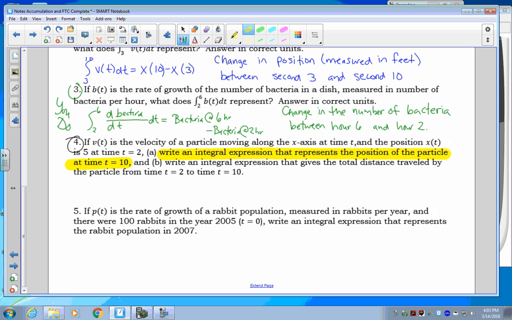So I would like you to try part A. I'm writing in highlighter. Sorry about that. Okay, part A. So go ahead and pause the video here to complete number 4A.